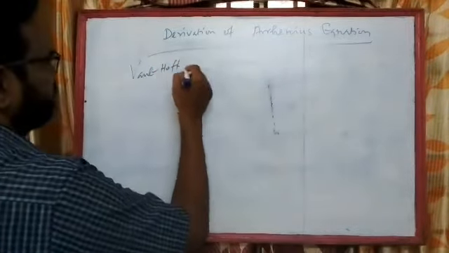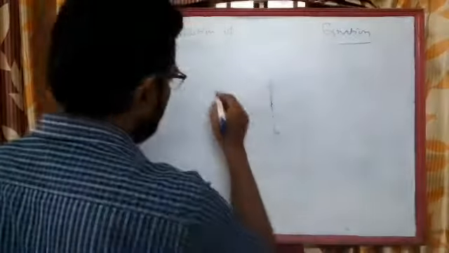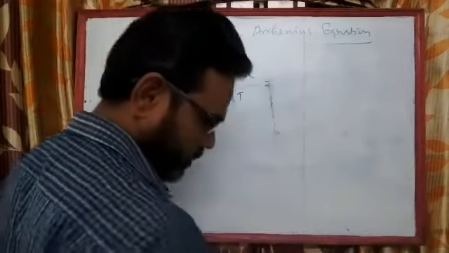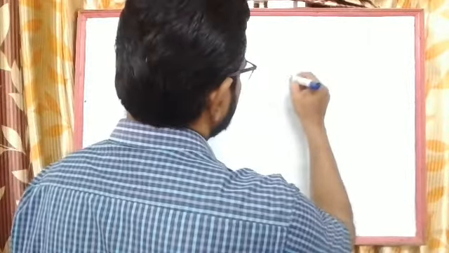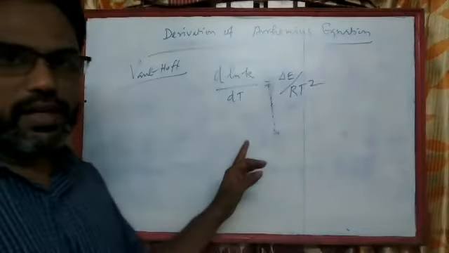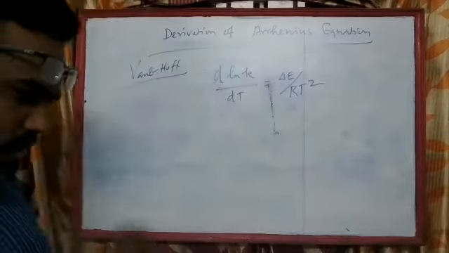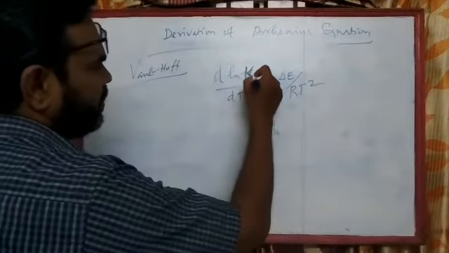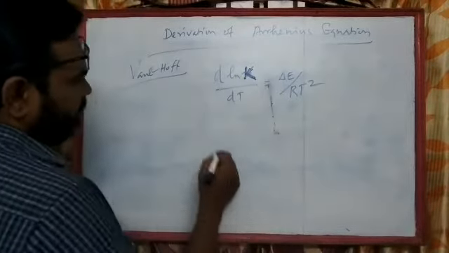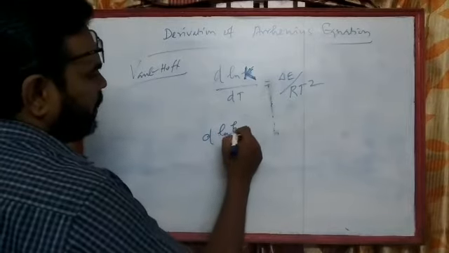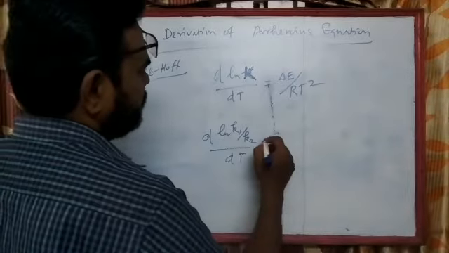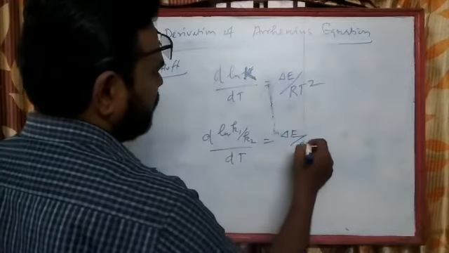Van 't Hoff equation explains that d ln k divided by dt is equal to delta E by RT squared. D ln k by dt is equal to delta E by RT squared. So by the way, I can write this equilibrium constant K as d ln K1 by K2 by dt is equal to delta E by RT squared.